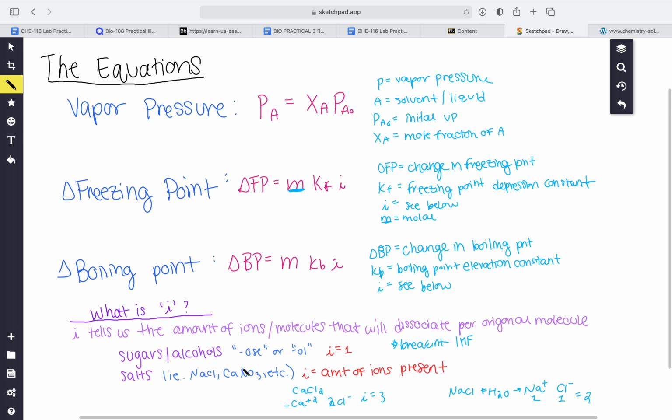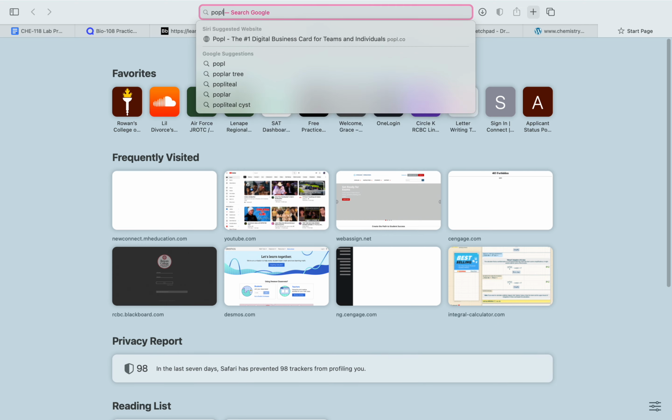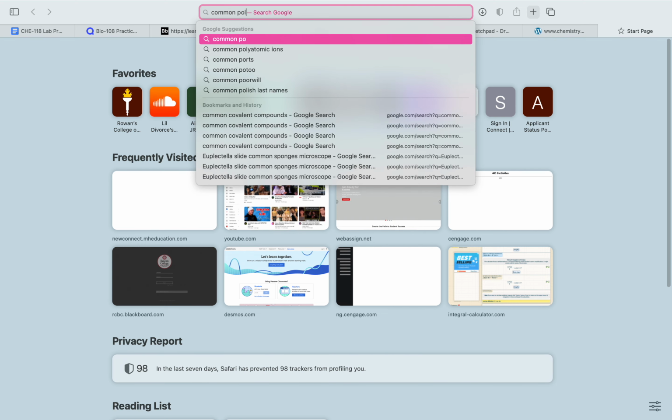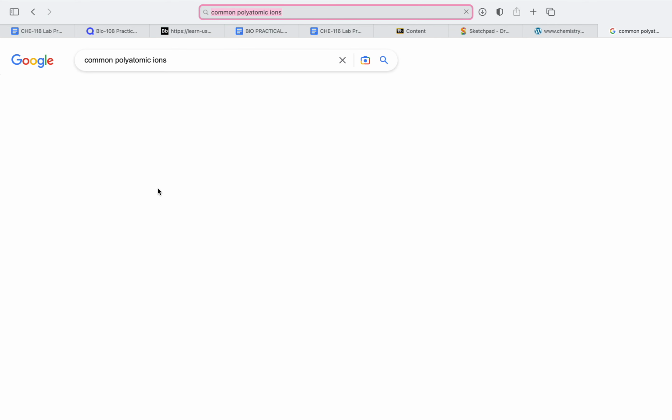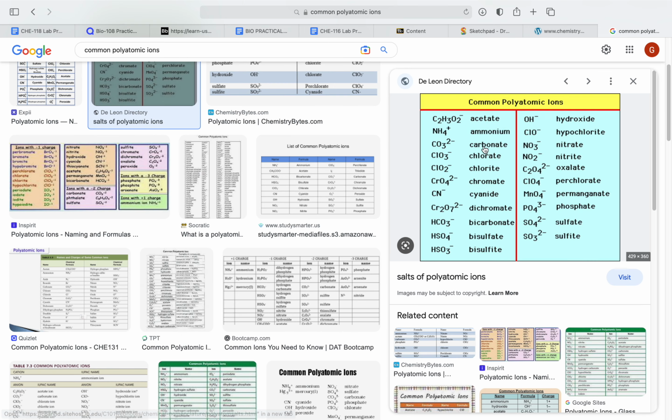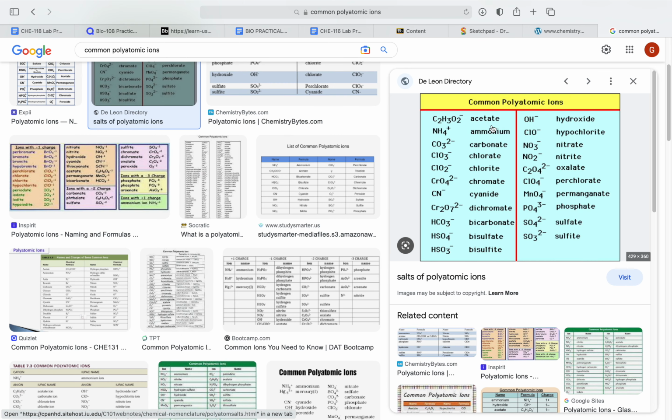Now some of the tougher ones are going to be with your polyatomic ions, right? So when you see something like CaNO3 or H2SO4, things like that, these are your polyatomic ions. And you can look up common polyatomic ions, and there's lists of them, right? Your acetate, ammonium, carbonate, chlorite. Those are ones that you're going to commonly see. It's important that you keep an eye out for those, and you don't have to memorize the charges or anything. You just have to memorize that they exist and how to spot them.